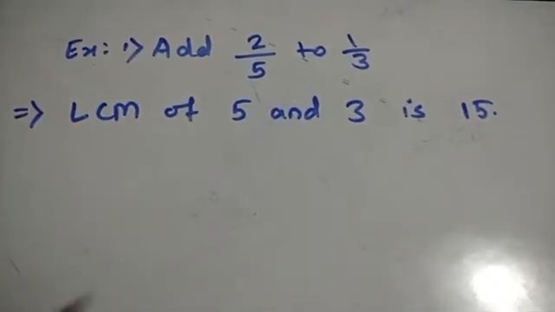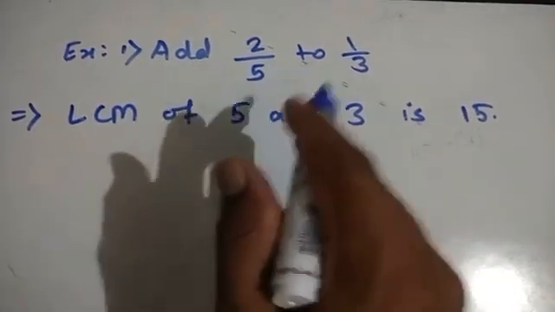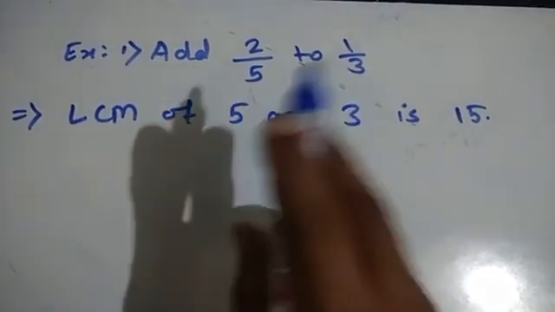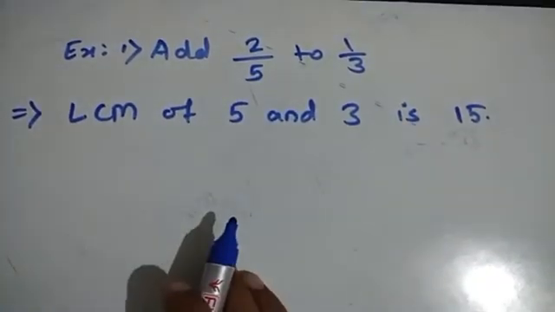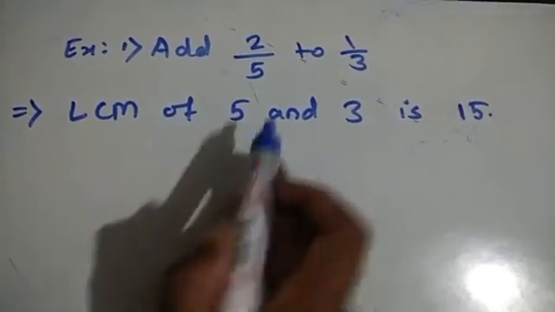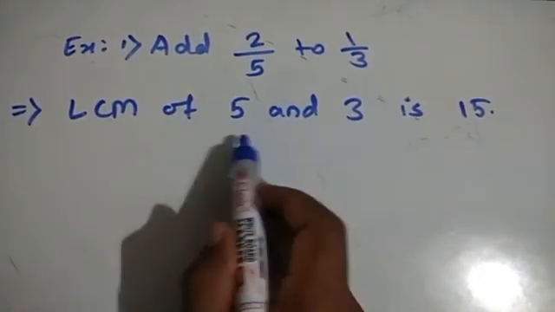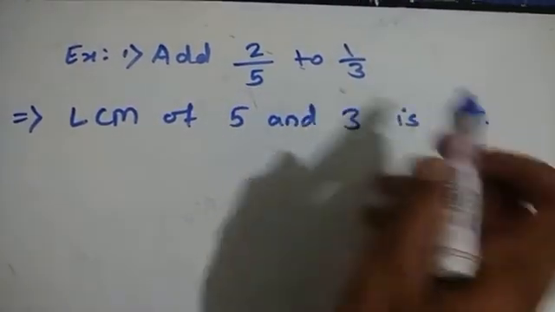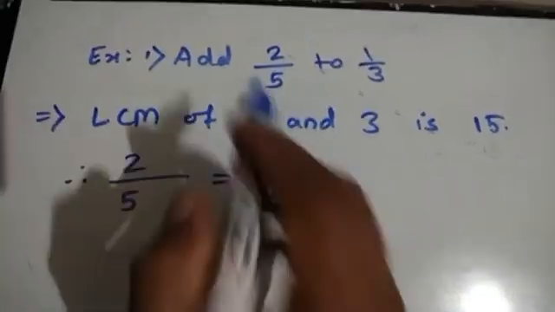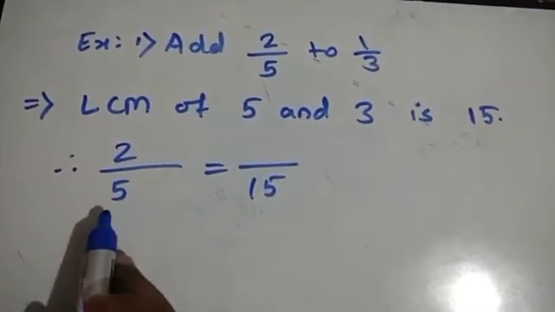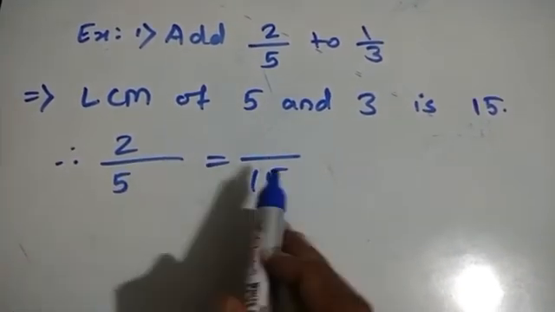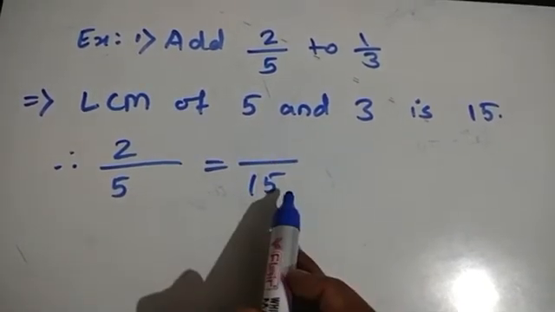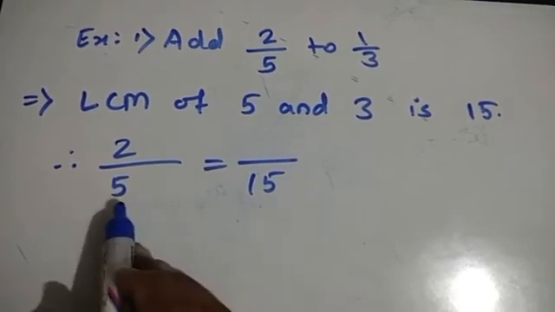See one example now. Add 2 upon 5 to 1 upon 3. Here we can see both the fractions are unlike fractions. So first we have to convert them into like fractions. And the procedure is that first we need to find out the LCM of the denominators. Therefore the LCM of 5 and 3 is 15. Next, we have to make their denominators equal to the LCM. Therefore this 2 upon 5, this fraction I have taken here. Now I want to make its denominator equal to 15. So by which number do I have to multiply this 5 so it will become 15? So I will have to multiply this 5 with 3.